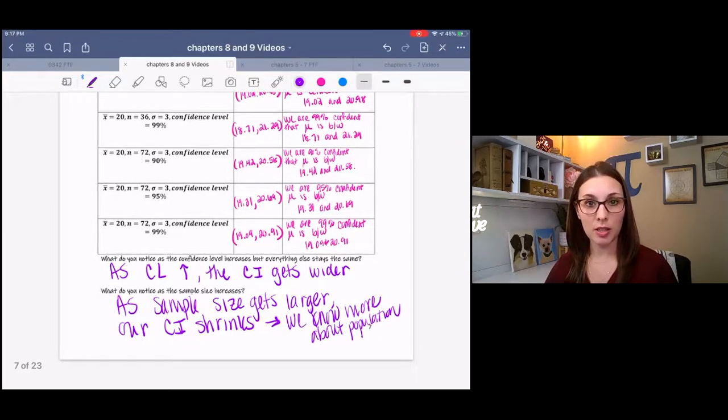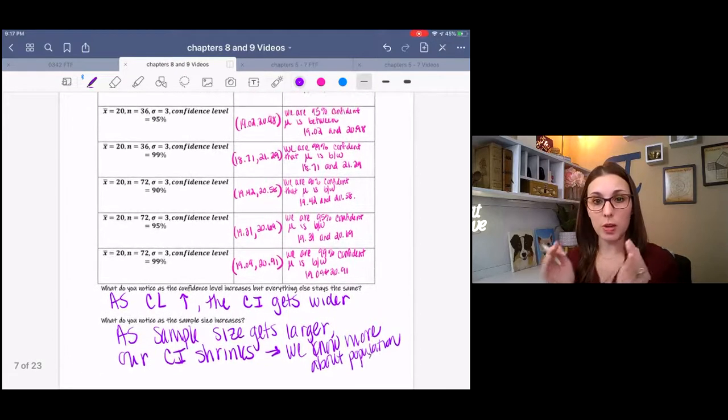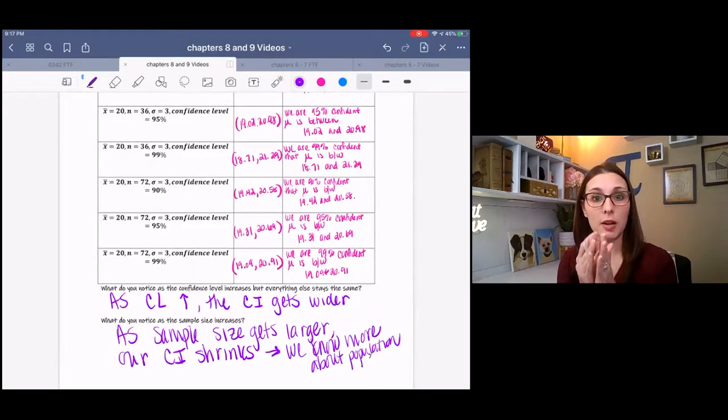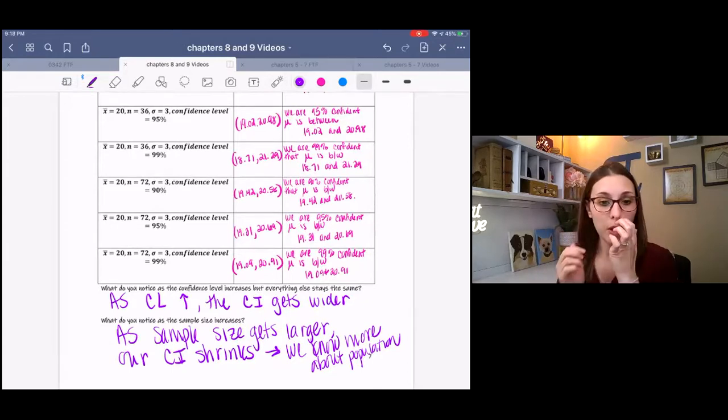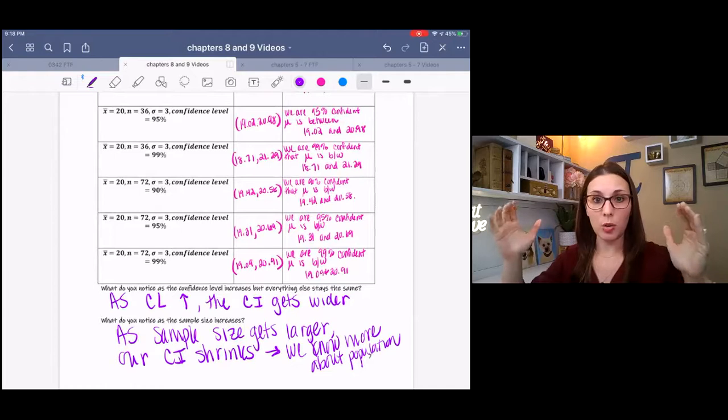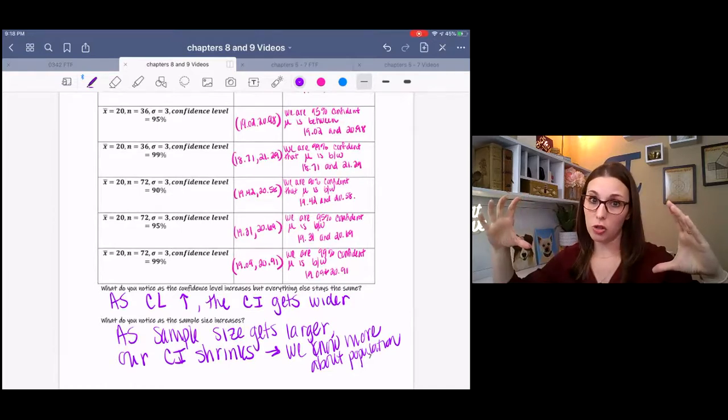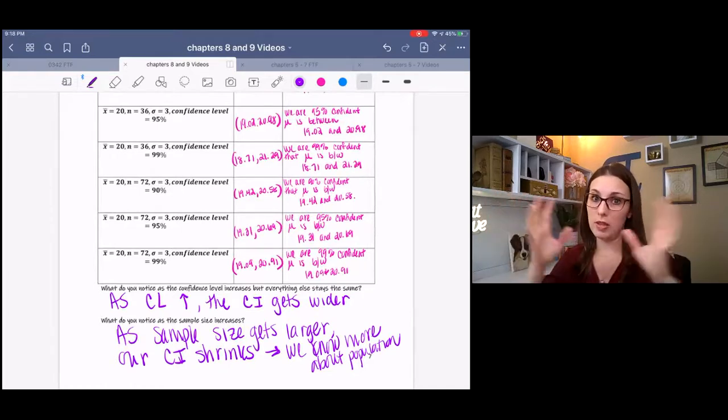So as sample size gets larger, our confidence interval shrinks because we're narrowing in on what the population mean might be. When we know more about our sample, we get closer to our population mean and we're shrinking down that interval. And then the opposite for the confidence level: when we are 99% confident, we cast a wider net to make sure that we've got the population mean somewhere in there.